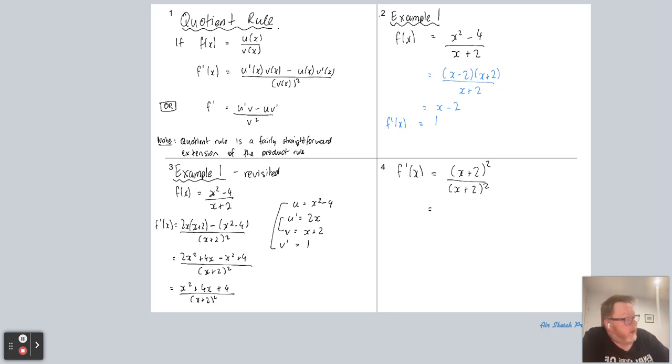So you've got x plus 2 all squared on top, x plus 2 all squared on the bottom, cancel, and we're left with f dash of x equal to 1, which is the same as we got on slide 2 there. So there you go. The quotient rule did give us the same solution.